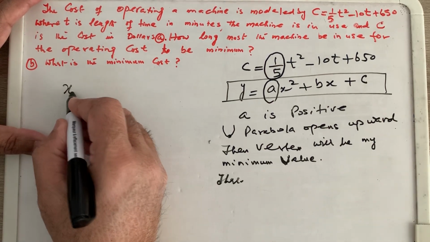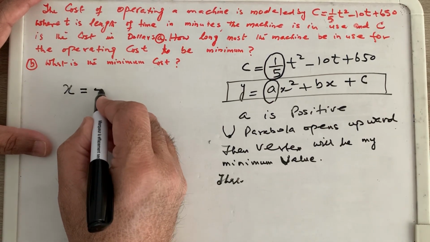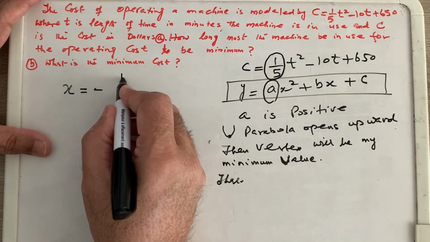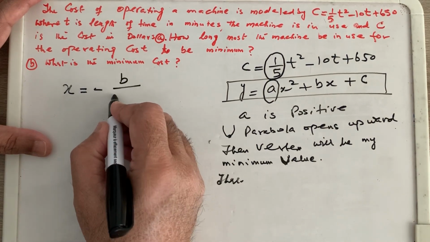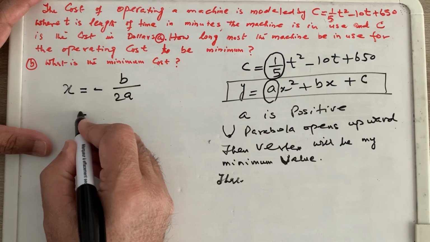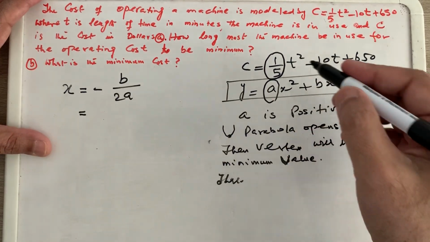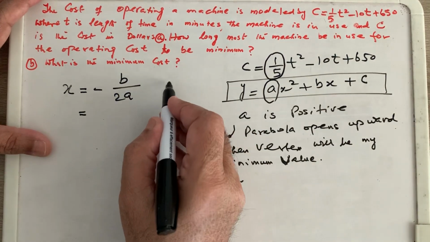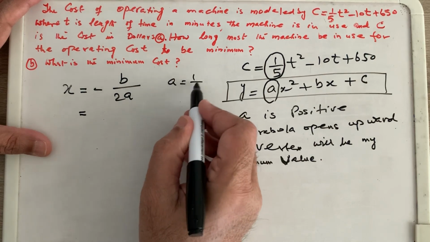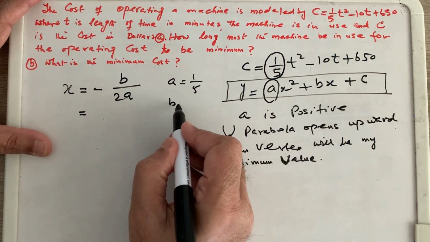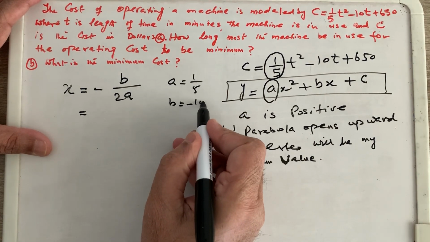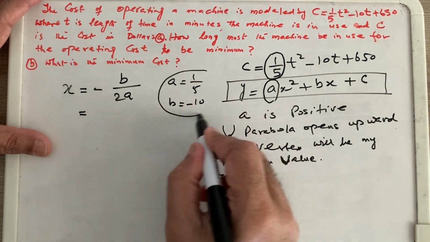The x coordinate of the vertex in standard form, as we did in the last video, is always minus b divided by 2a. And we have to see what my values a and b are. So my a is 1 over 5, my b is minus 10. These are the two values in my equation.